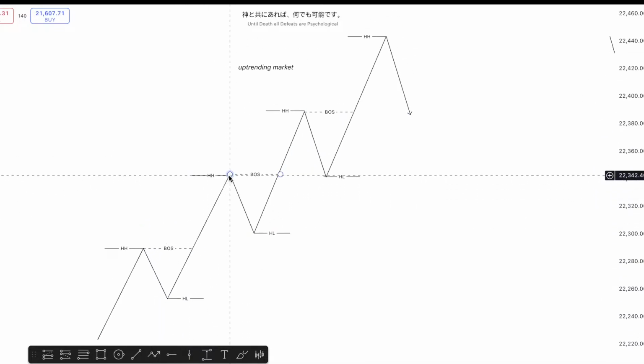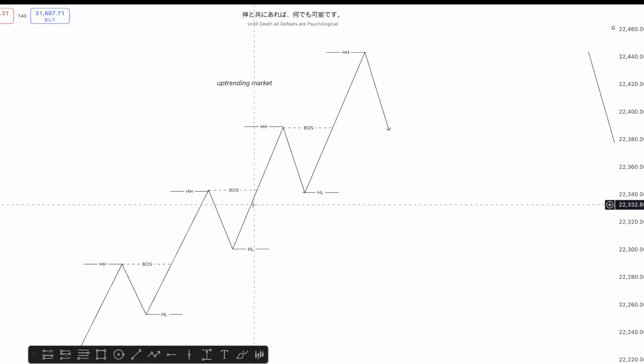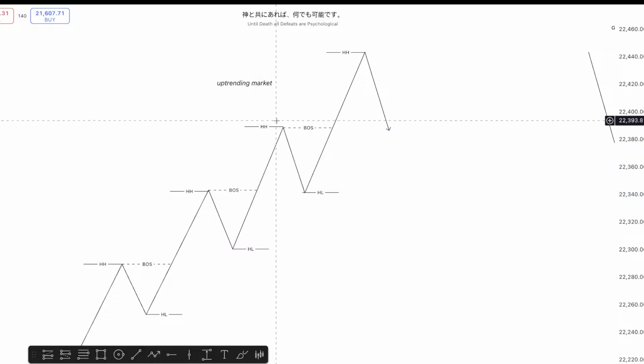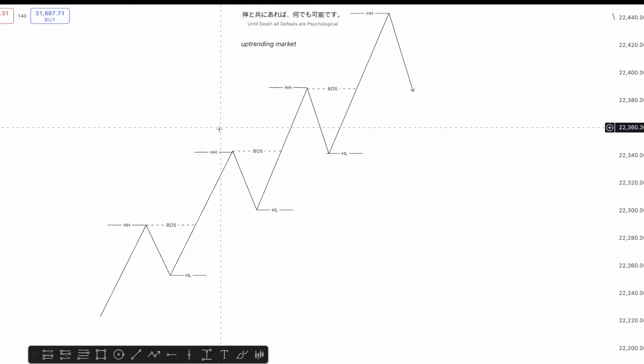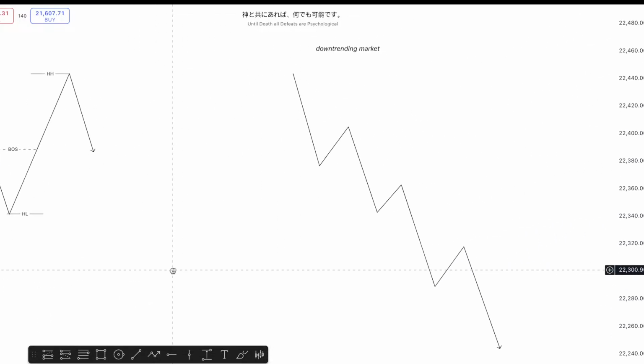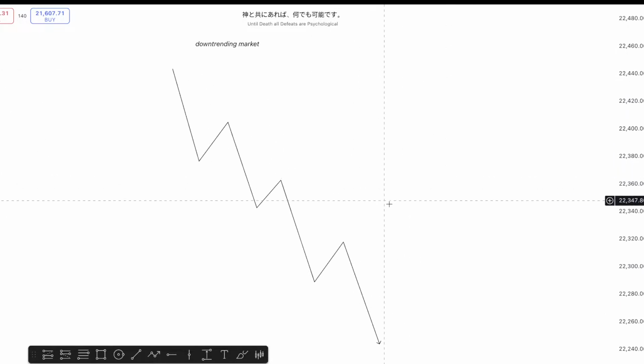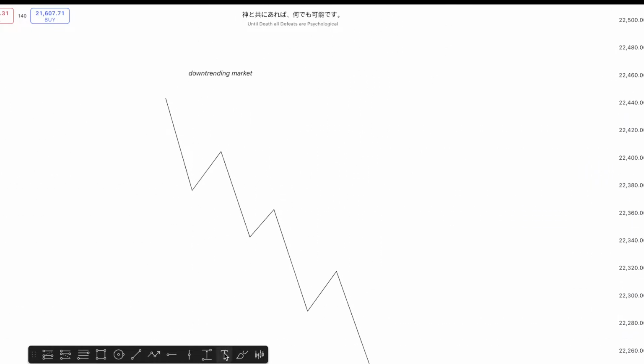Here's the new high. So we need to break above this high in order to make a new high and create a break of structure to create new structure. So here we get the pullback, higher low, break above the previous high, making a new high, making a higher high, pullback, higher high, break of structure. Now, you just apply all of this knowledge to the downtrending market. It's the same exact thing.